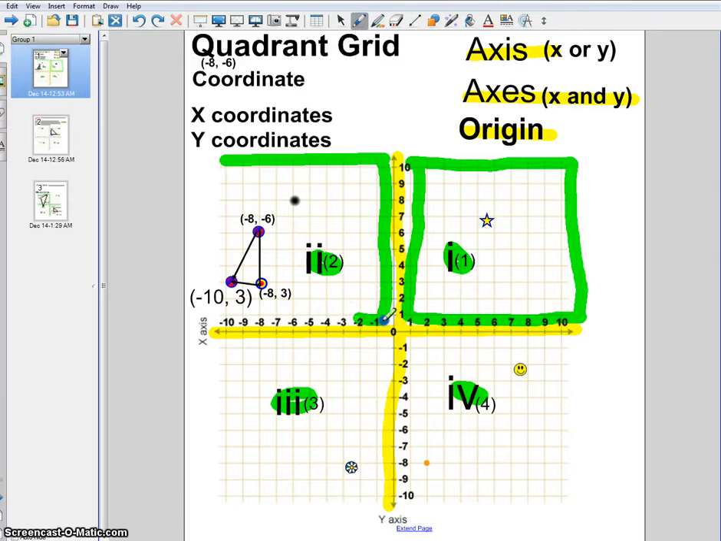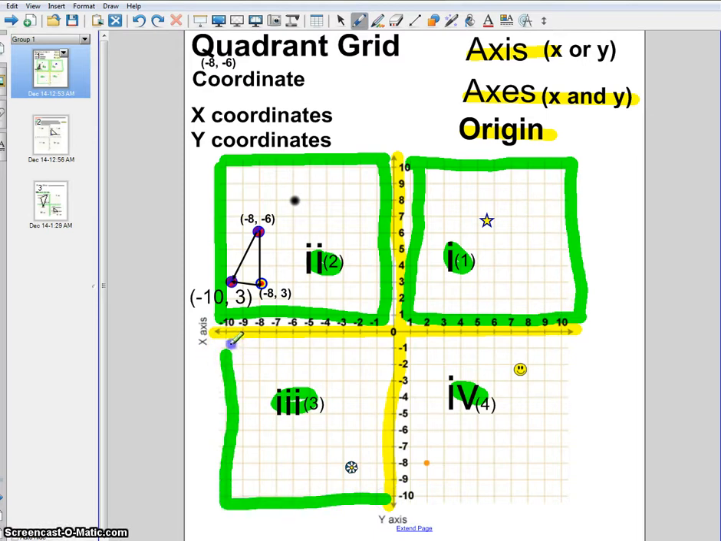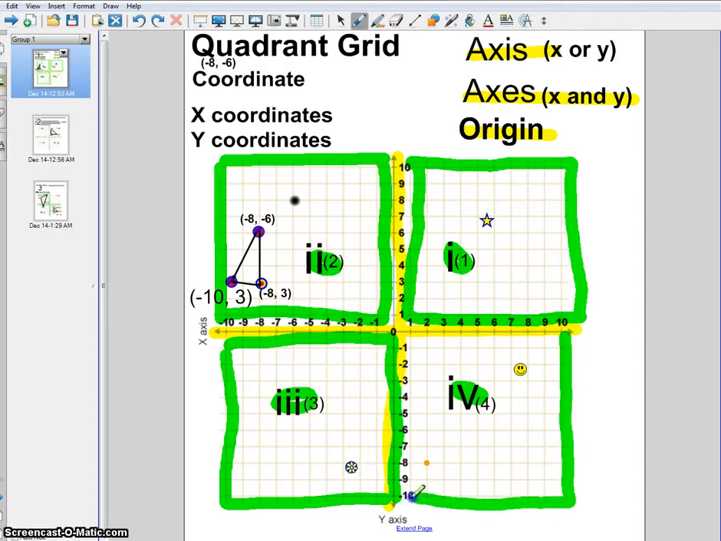This is all quadrant number 2. Everything that is graphed in this quadrant is considered to be in quadrant 2. Everything that's graphed in this quadrant is considered to be in quadrant 1. And so forth, everything that's graphed in here is quadrant 3, and everything that's graphed in this quadrant that I'm making right now is quadrant 4.